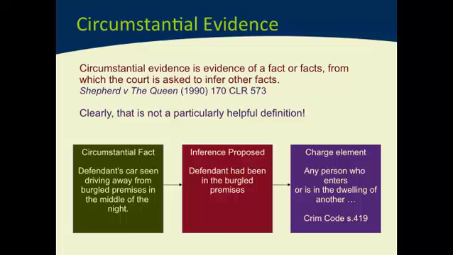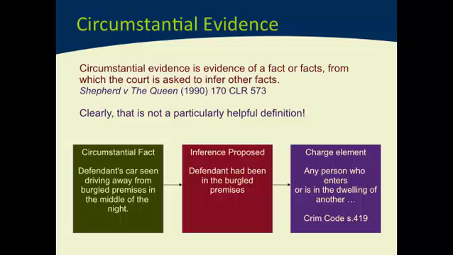So the court would be asked to infer that because we have someone driving away from a burgled premises in the middle of the night at high speed with burgling tools in the back of their car, they were probably the person who entered the dwelling of another and therefore committed the offence of break and entry. So you can see circumstantial facts don't directly point to the crime. They indirectly point to the crime. They make it more likely that what's being proposed to the court is actually true.